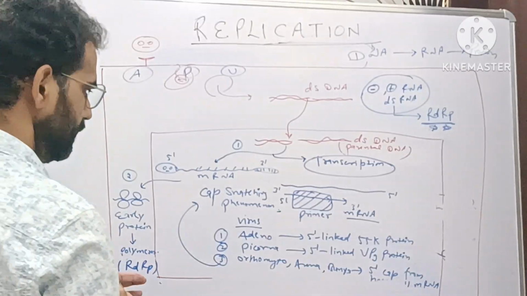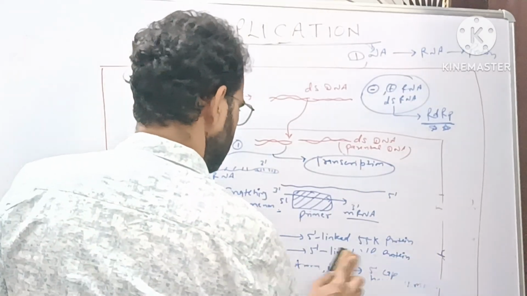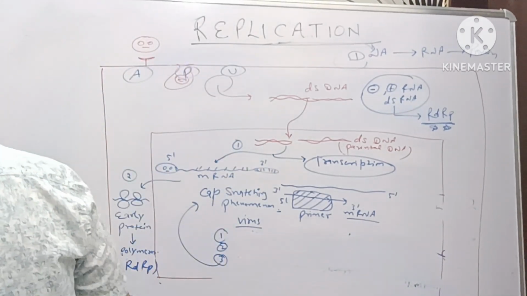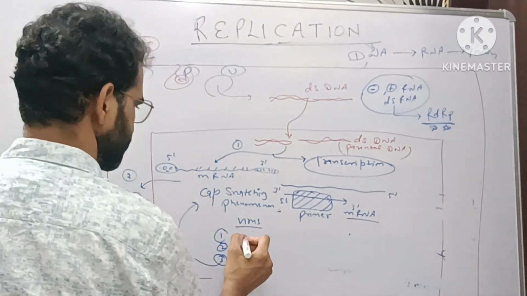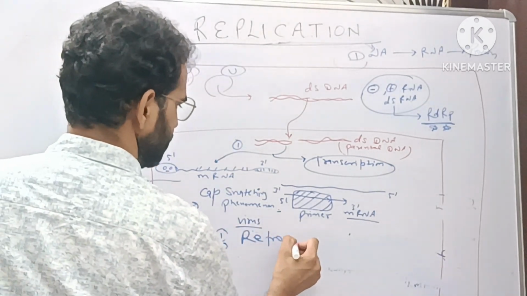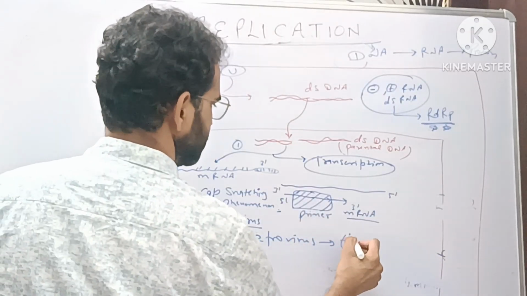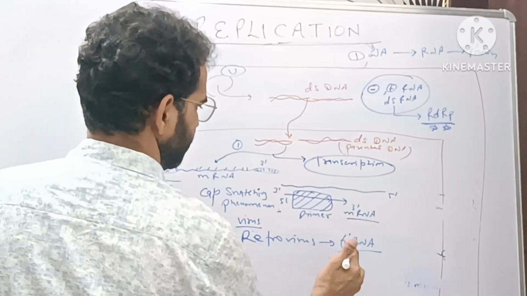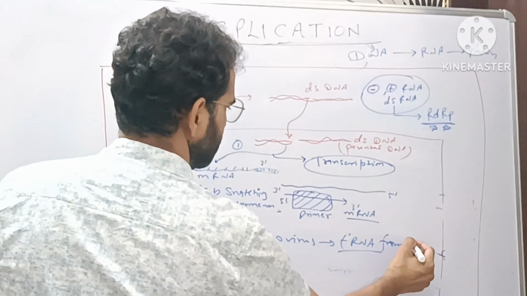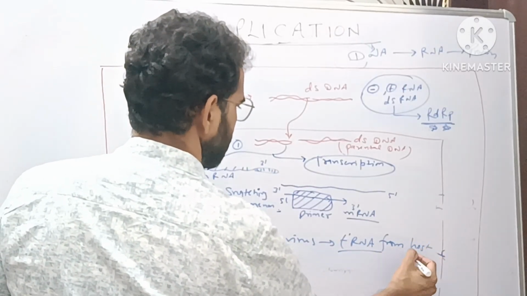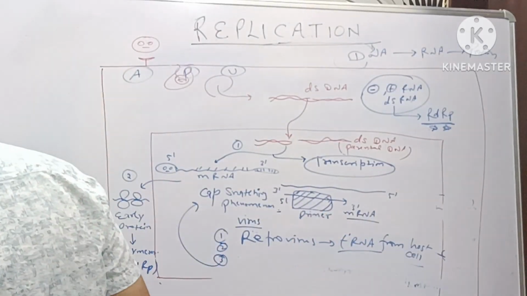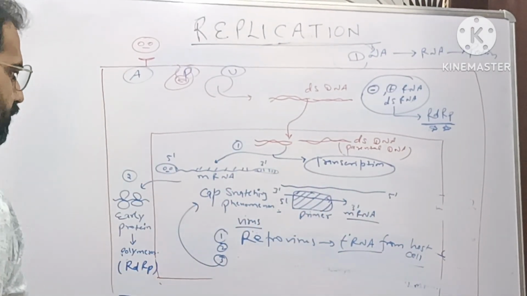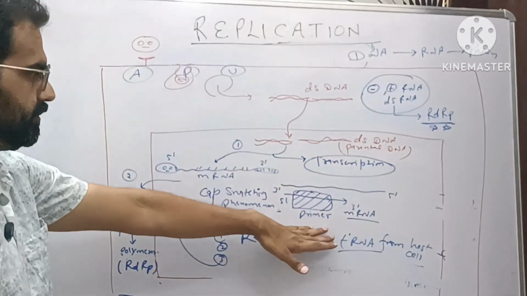Similarly, there is one more virus which requires a primer, which is the retrovirus. Retroviruses use tRNA of the host cell as a primer. This tRNA from the host cell is used as a primer for the initiation of transcription.